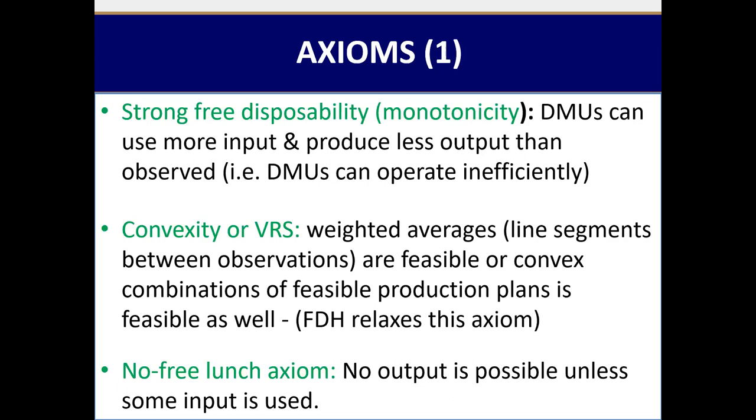You have to. And because you have to expect that, it means that you are allowing the firms, the DMUs, to freely dispose of input. And when a firm is using more input, when it's supposed to use less input, that firm is inefficient. So you're allowing inefficiency to exist. So inefficiency is allowed. It doesn't mean that everybody has to be efficient. And this is known as strong free disposability. Do you get it?